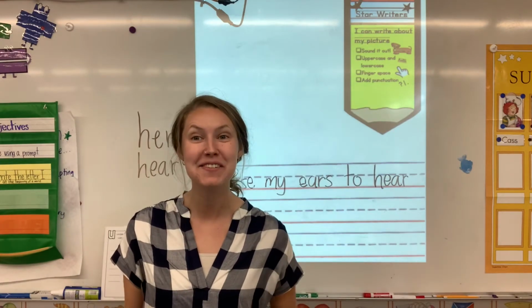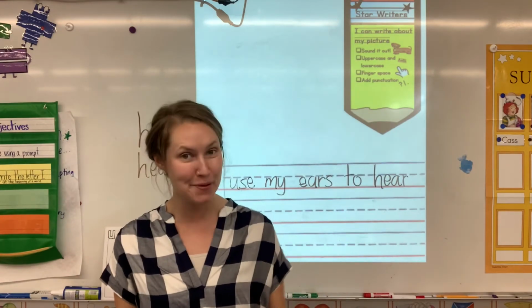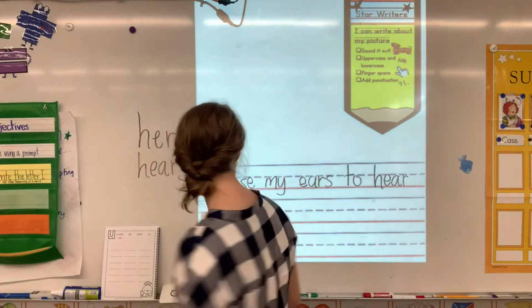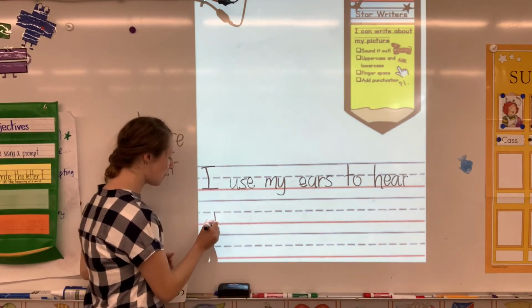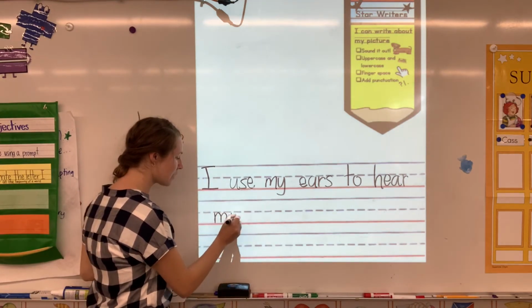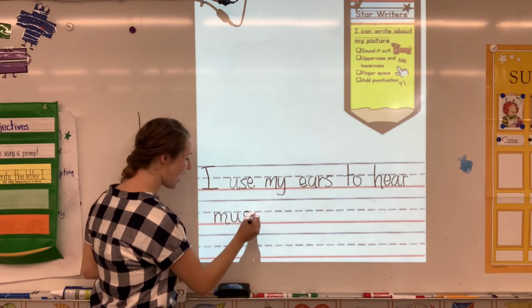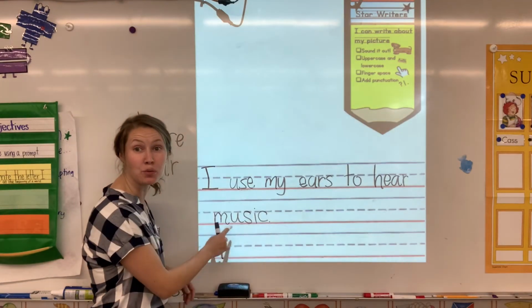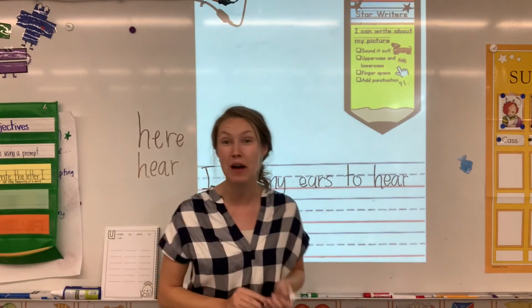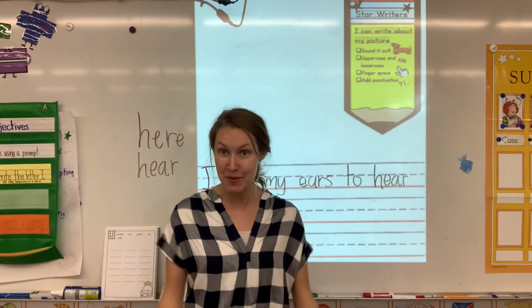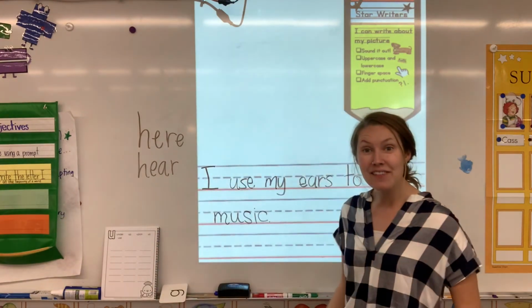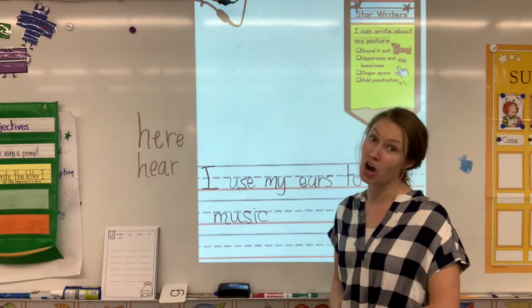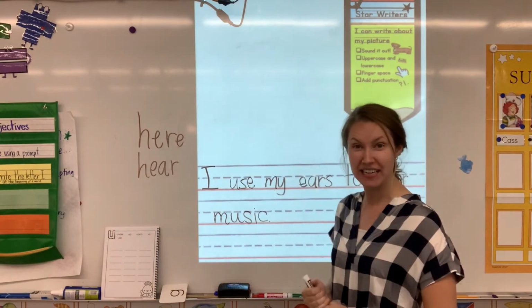My favorite thing to use my ears to hear is music. I like to hear music. So I'm going to write to hear music. Music is spelled M-U-S-I-C. This would be a great word to add to your word wall book under M too, if you ever want to be able to write the word music a lot. Now, I really like to listen to music that has certain instruments in it, like guitars. So I think I'm going to draw some different instruments for my picture.